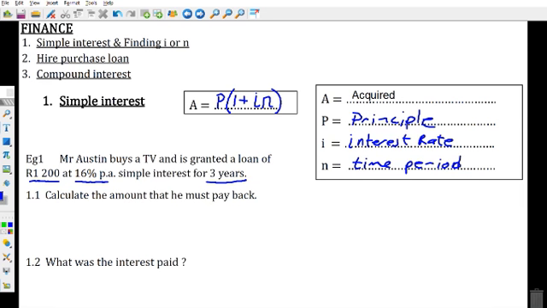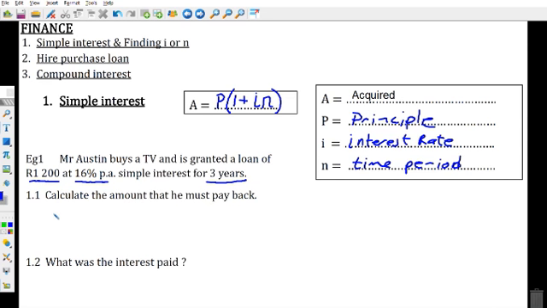Per annum just means how many times the interest is applied. So per annum, annum means year. So it's 16% per year. But don't worry about that. That's not really a worry for you guys. Next year and the year after.